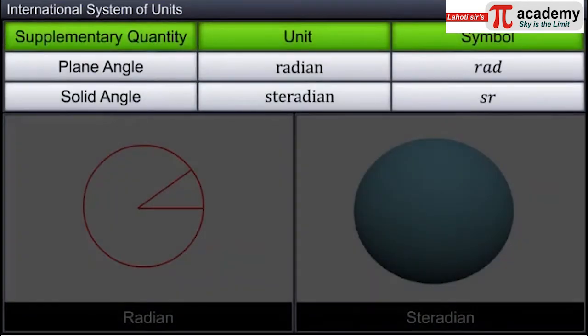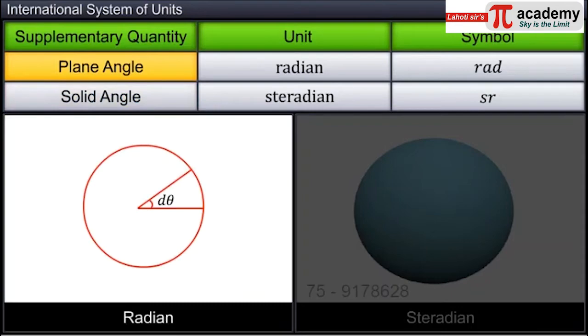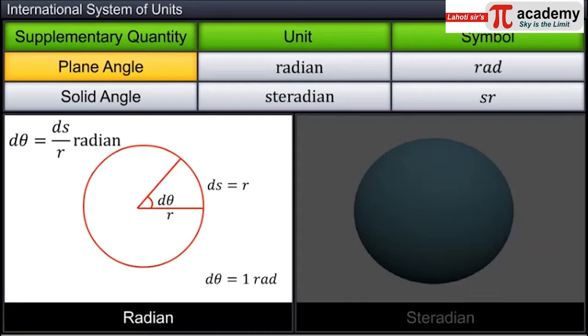Apart from these base units, SI has defined two more units for two supplementary quantities, namely plane angle and solid angle. Plane angle d theta is the ratio of length of an arc of a circle to the radius of the circle and is measured in radian, denoted by the small letters rad. It is defined as the angle subtended at the center of a circle by an arc of length equal to the radius of the circle.